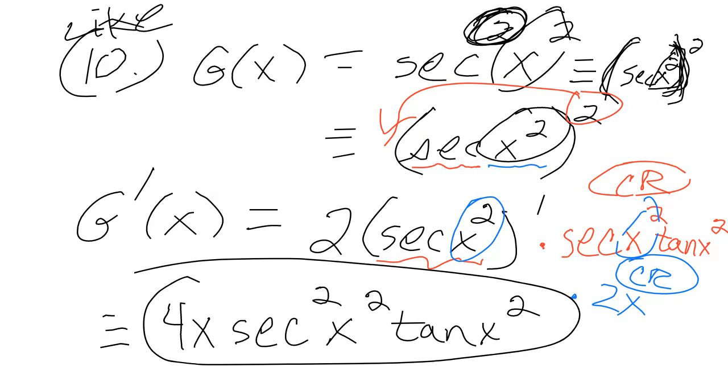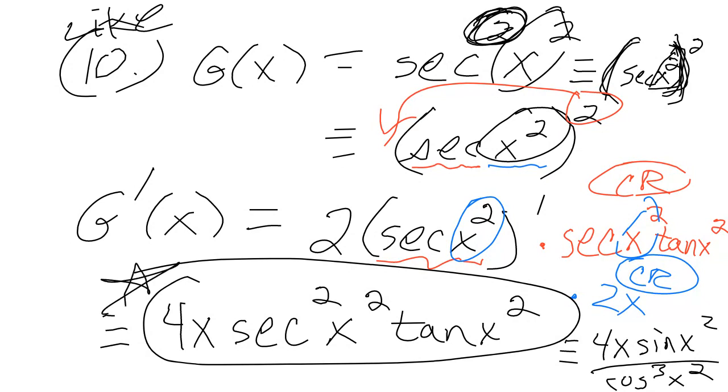And then once again, what's tangent? Tangent is sine over cosine of x squared. Sine x squared over cosine x squared. Secant's 1 over cosine x squared. So if I really wanted to, for any stupid reason, I don't want to, but it'd be 4x sine x squared over cosine cubed of x squared. Now that's not any better, but this is the answer that I like there.